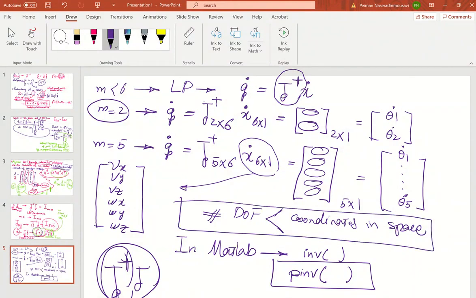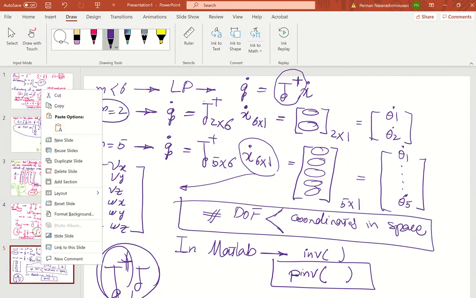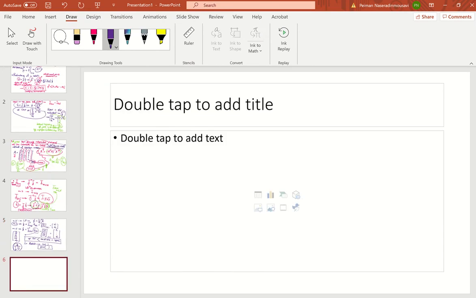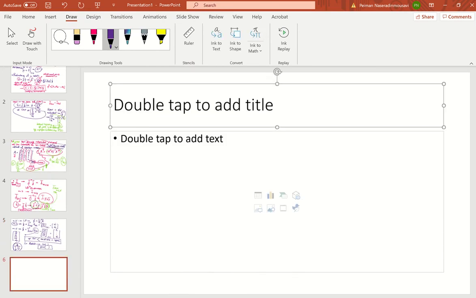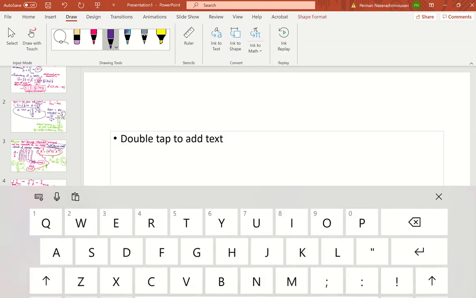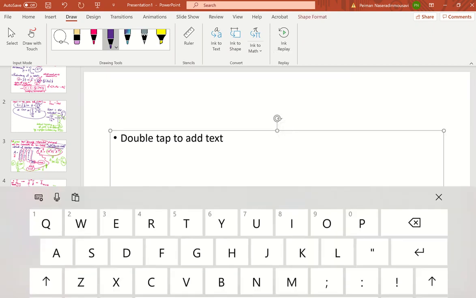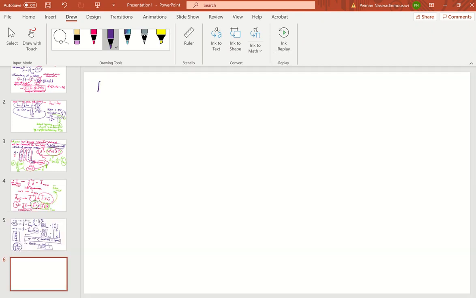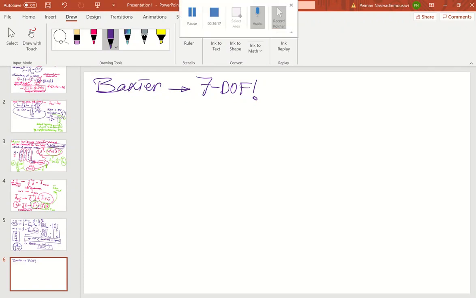But the next topic is the Baxter robot that we have in the lab. I showed you in my dynamic systems and control lab, Baxter has 7 degrees of freedom. So I'm going to teach this in the next class. Okay.